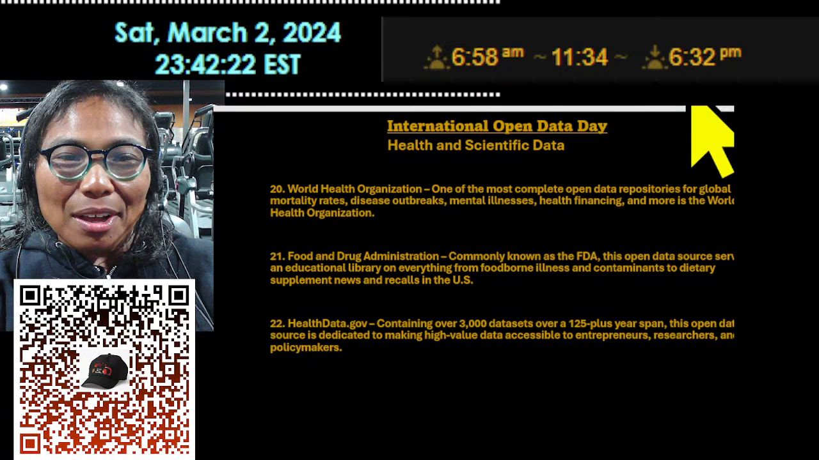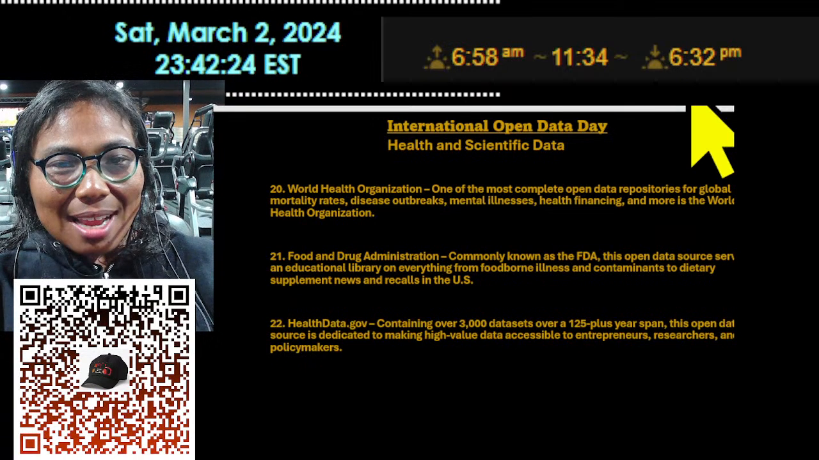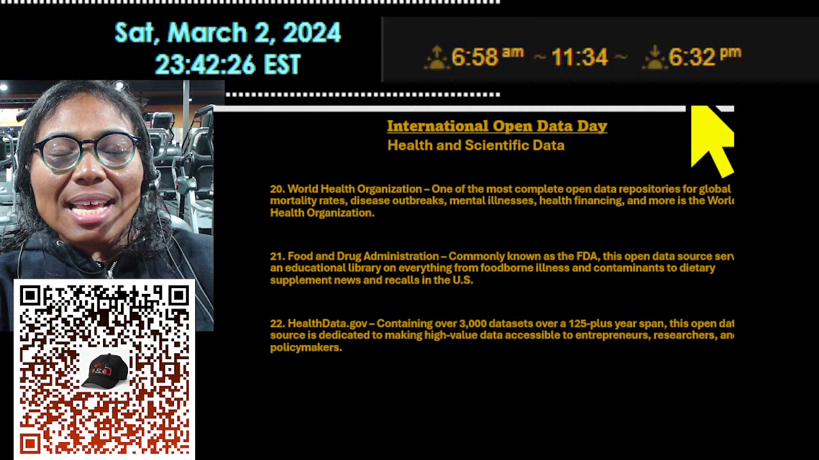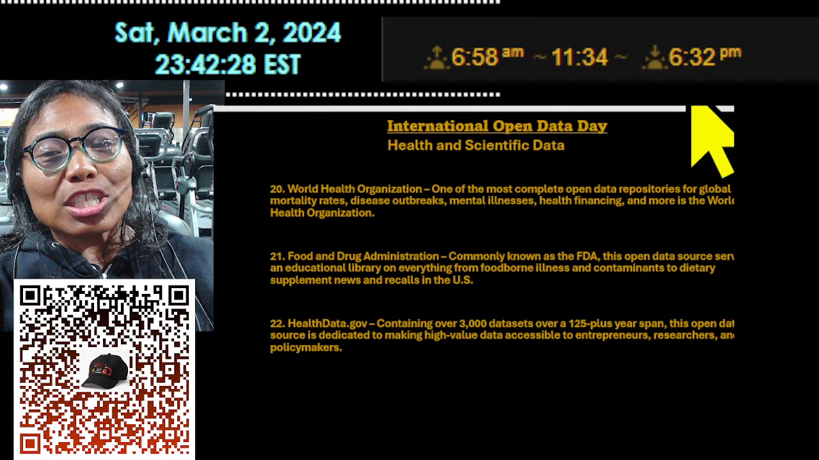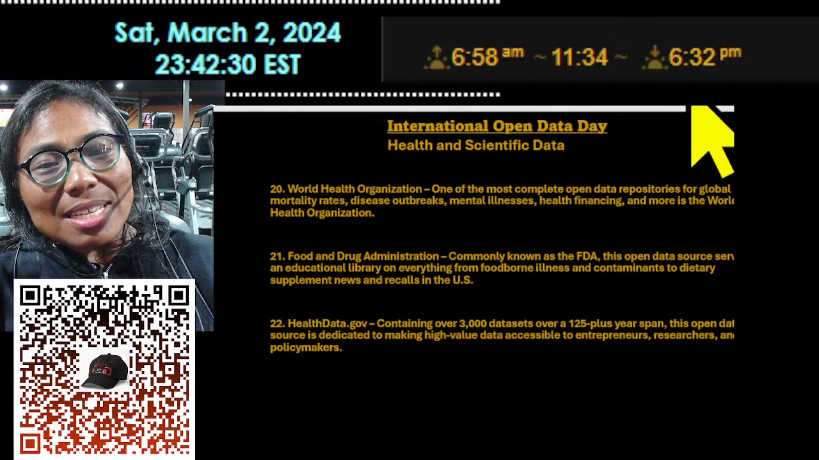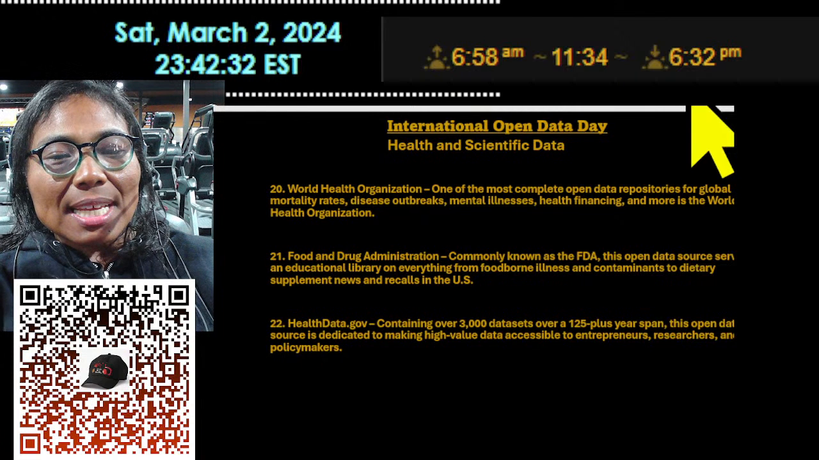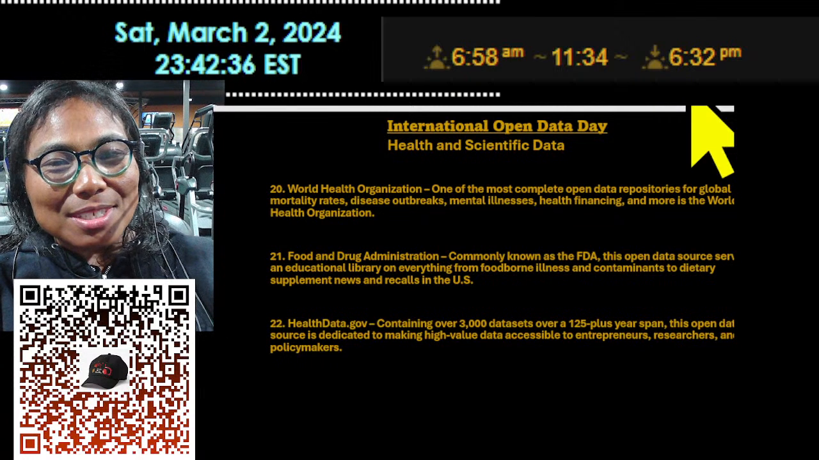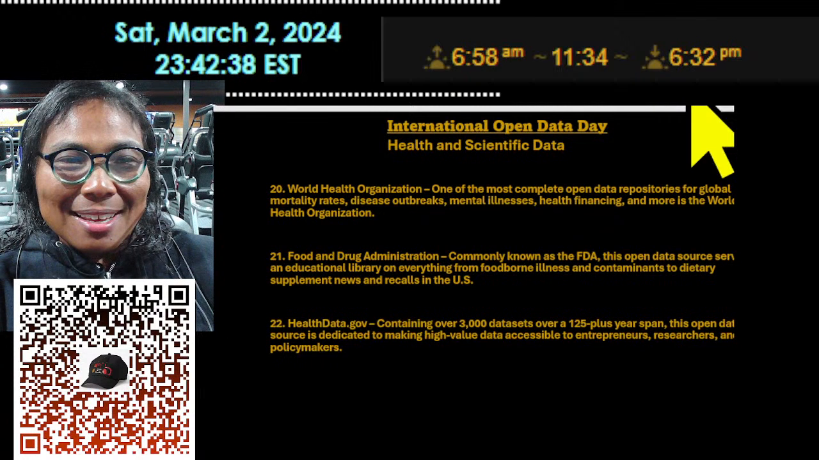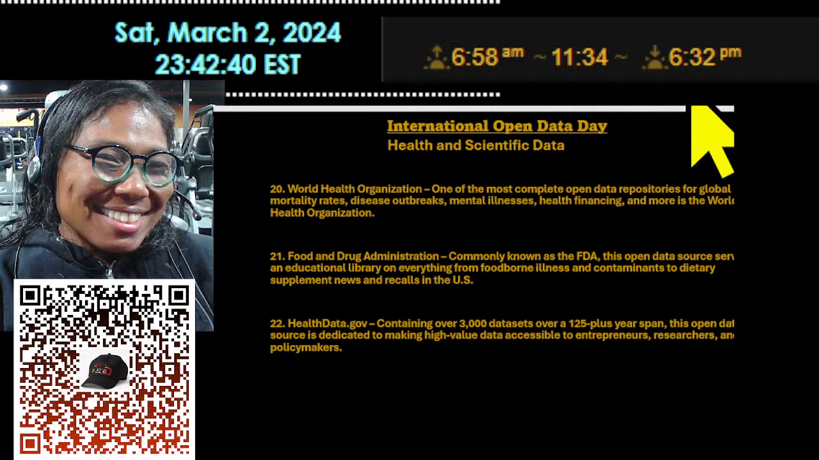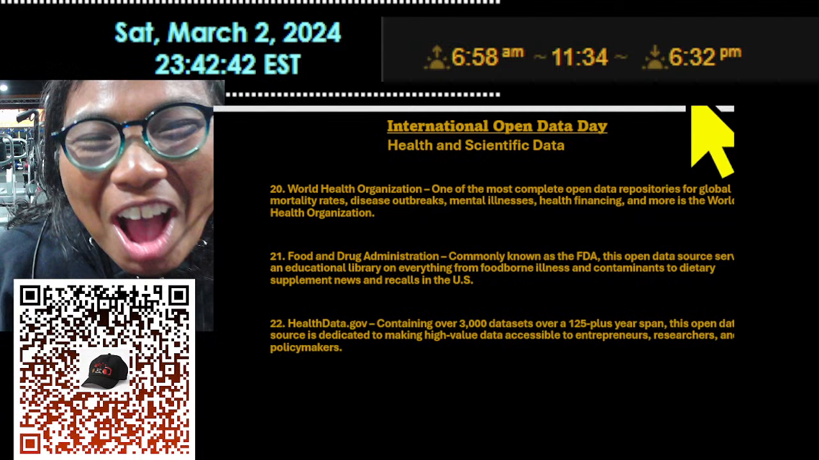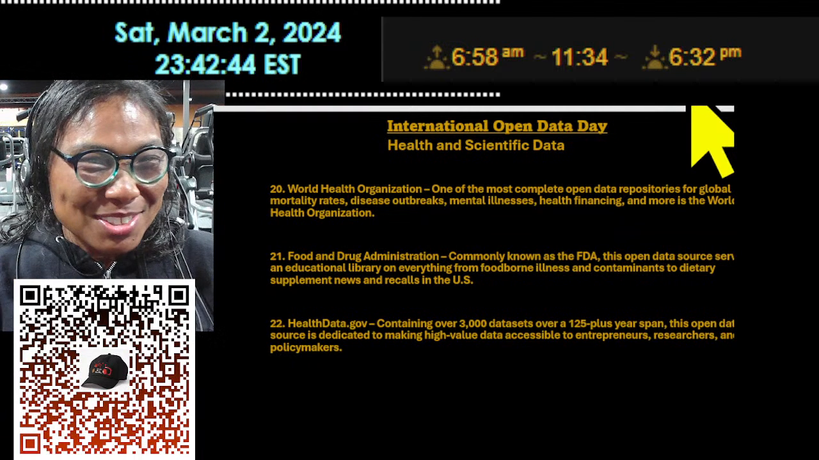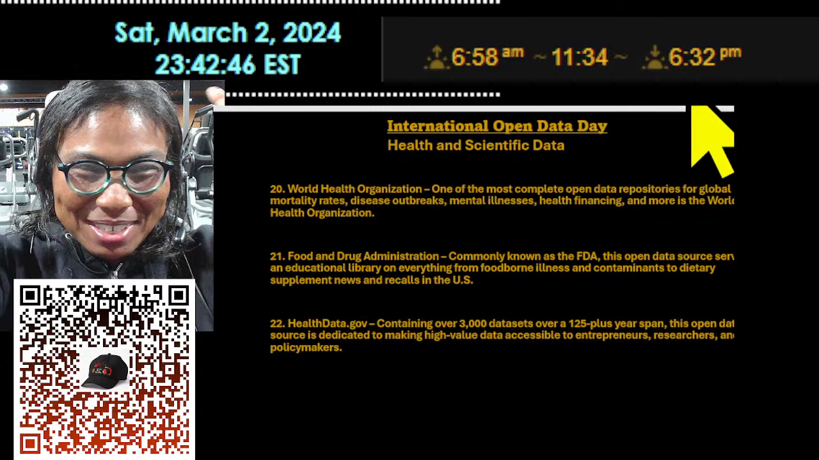But anyhow, moving on, we have healthdata.gov. It contains over 3,000 data sets over a 125-plus year span. This open data source is dedicated to making high value data accessible to entrepreneurs, researchers, and policymakers. And again, I have a comment on everything because it's over 125 years. You know who they used to experiment on for that stuff. But anyhow, let's move on.